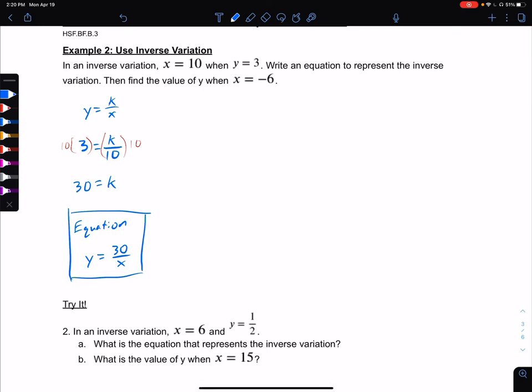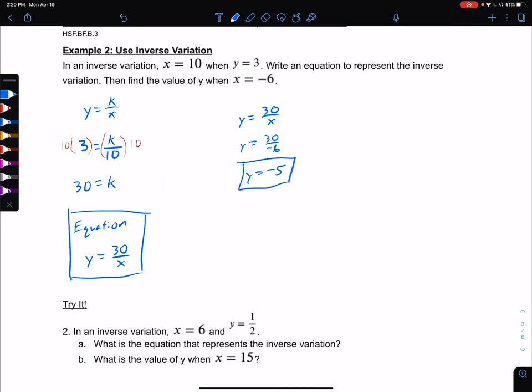Next, we want to find the value of y when x is equal to negative 6. So all we need to do is take this y equals 30 over x, plug in x as negative 6, and then in this case we just divide it. So y is equal to negative 5. All right, and that's it. That's all you have to do.